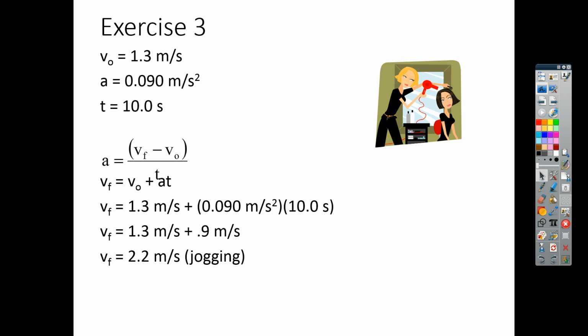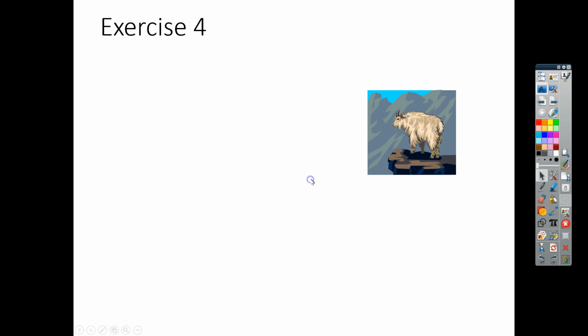For number 4, this one's about a billy goat. So we have Billy the goat, get it? Billy the goat, there's Billy the goat. And he is on a mountain. There's a rock that comes hurtling past him from a ledge about 40 meters above him. Billy ducks to avoid injury. They want to know how fast that rock is traveling when it passes Billy.